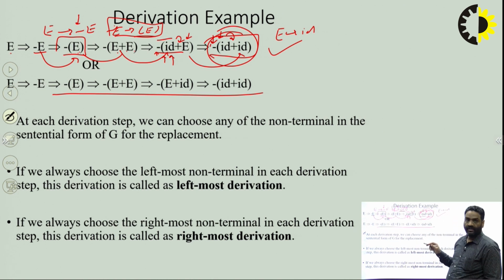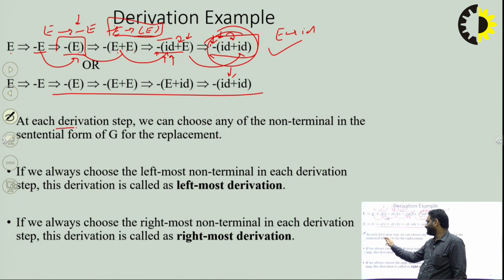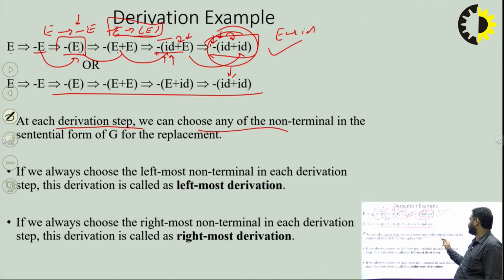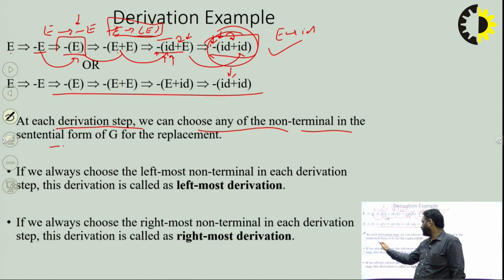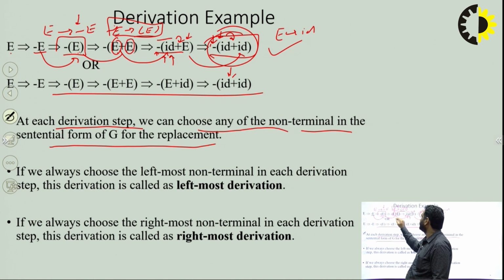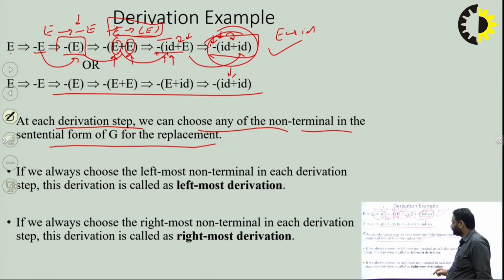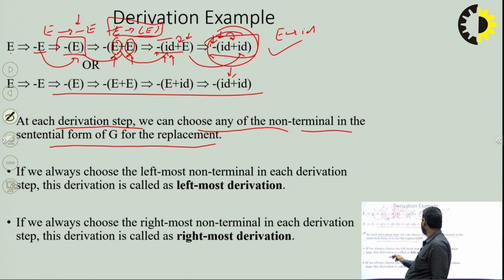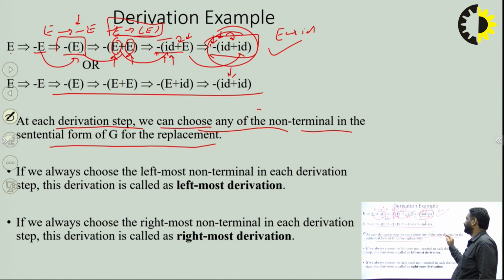We can achieve this string by means of another path. At each derivation step, we can choose any of the non-terminals in the sentential form of G for the replacement. Here you can see we have two non-terminals, so we have the possibility to change either this or this. So in the sentential form, any non-terminal can be chosen for replacement.